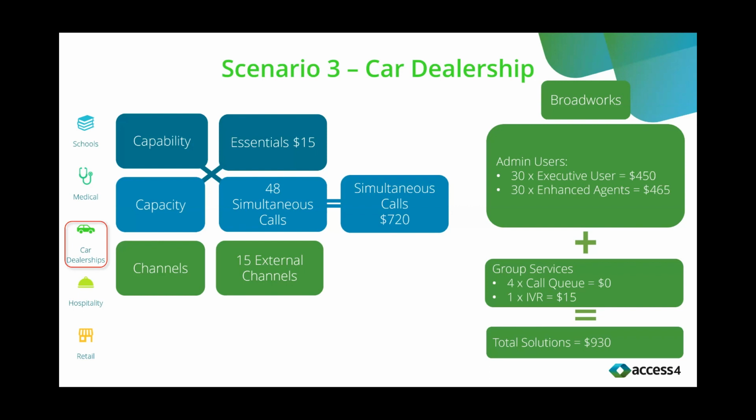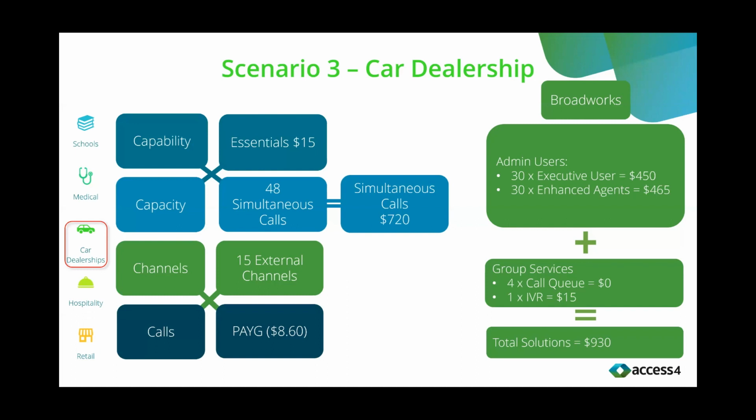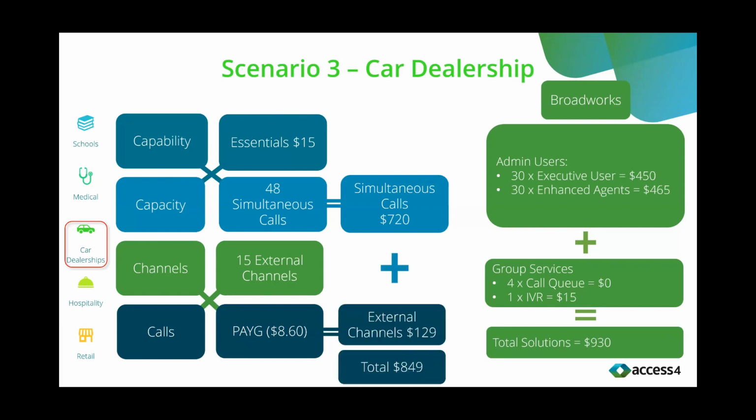Once again, we are building functionality into this around the channels, so that if they do hit capacity, they are notified. And then pay as you go for the calls as well. Coming to 129, so 849 on this. Once again, the big thing that's going to change about this is that external channels number. Do they need a lot more? Do they need less? That's going to be what changes the price around this.